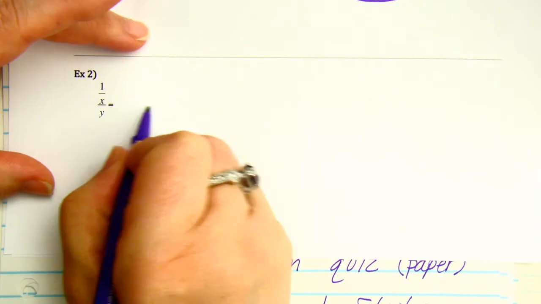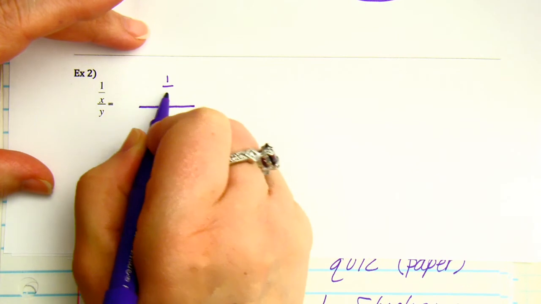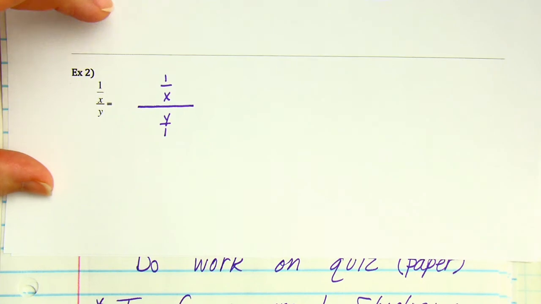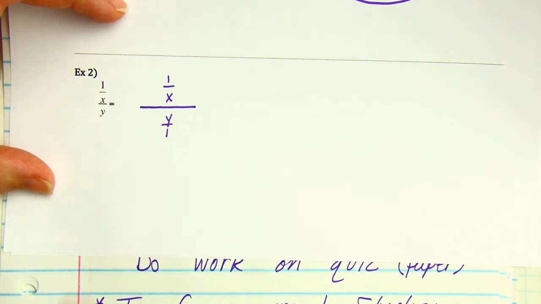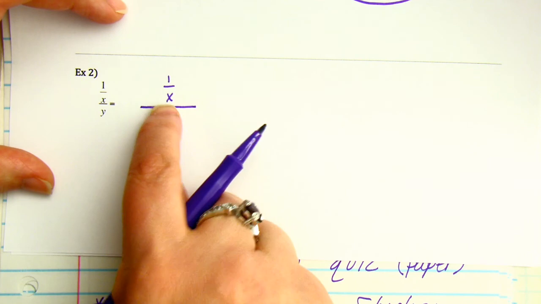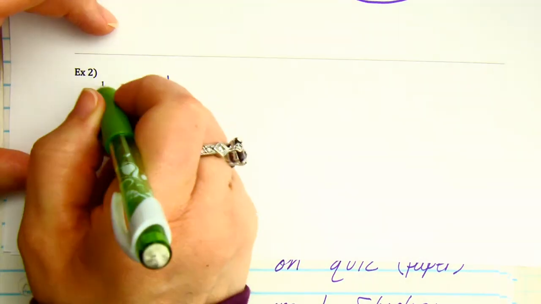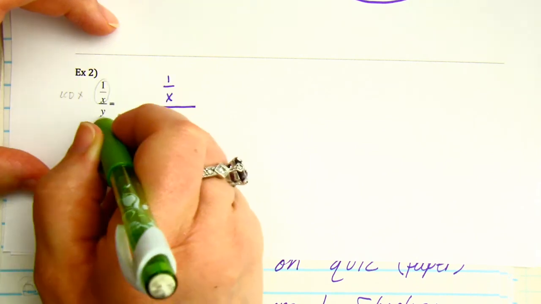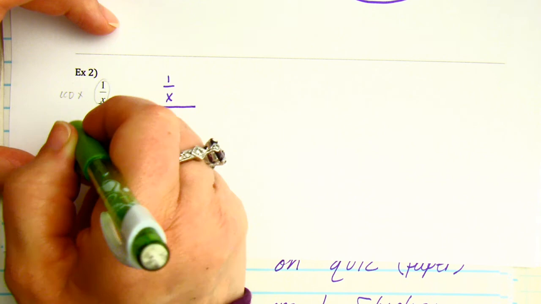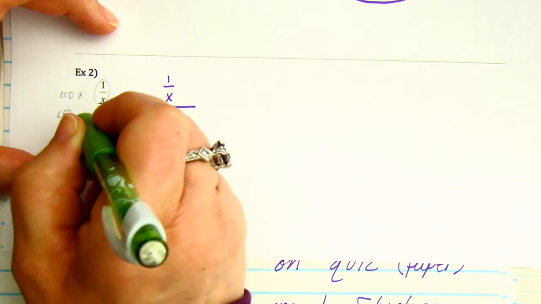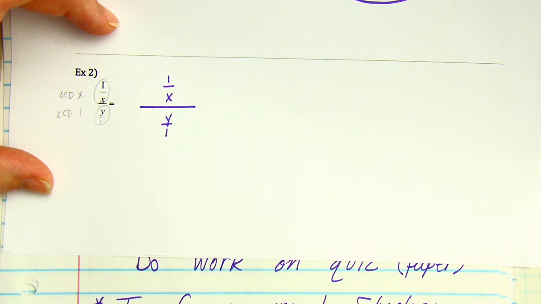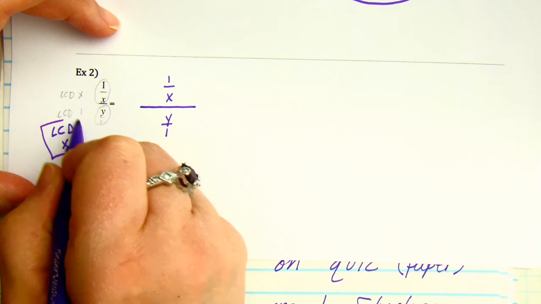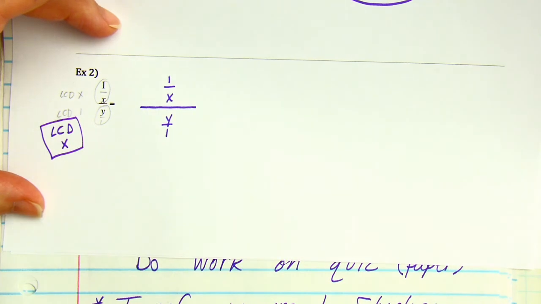So I'm going to rewrite this as 1 over x and y over 1. The LCD here, well, let's look. Least common denominator, the LCD of this is x. This really is over 1. So the LCD, or least common denominator, here is 1. And 1 times x is x. So the least common denominator of the expression is x.